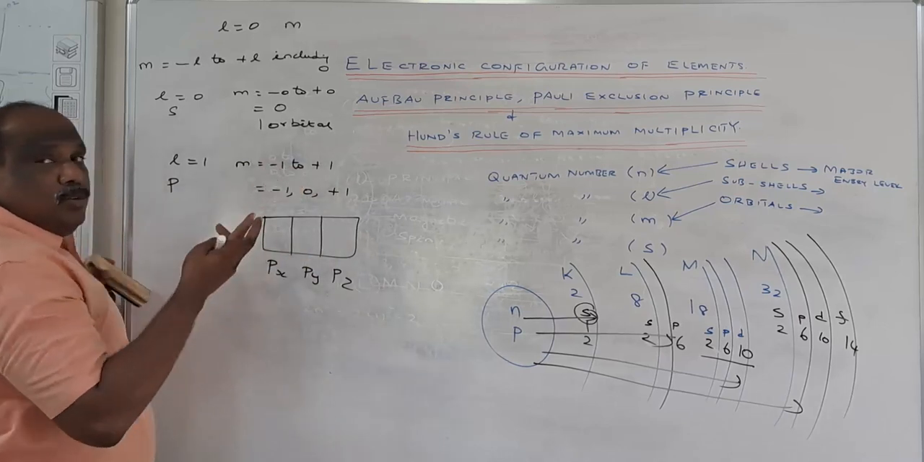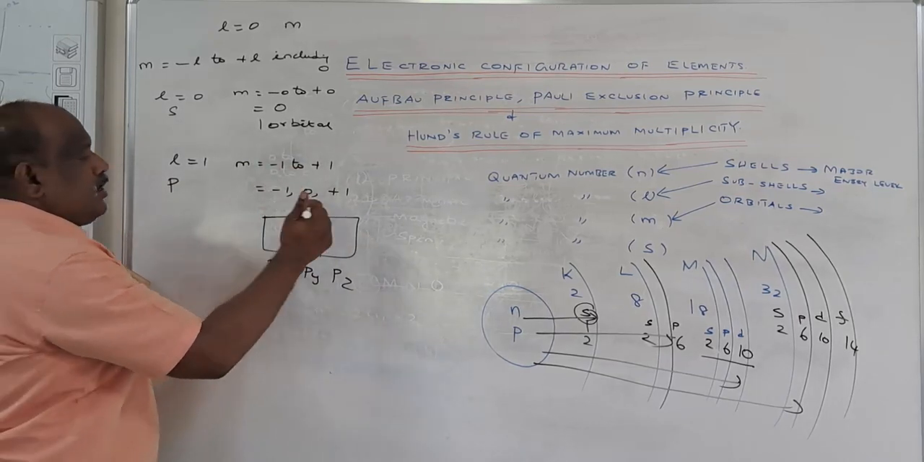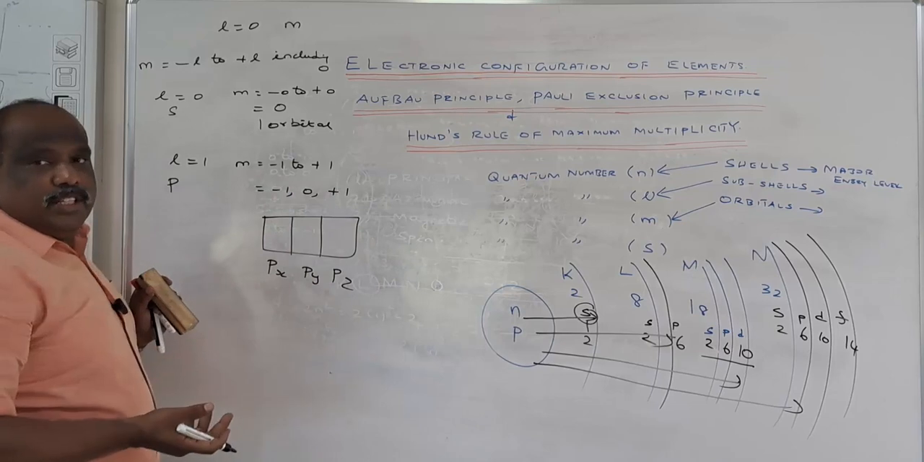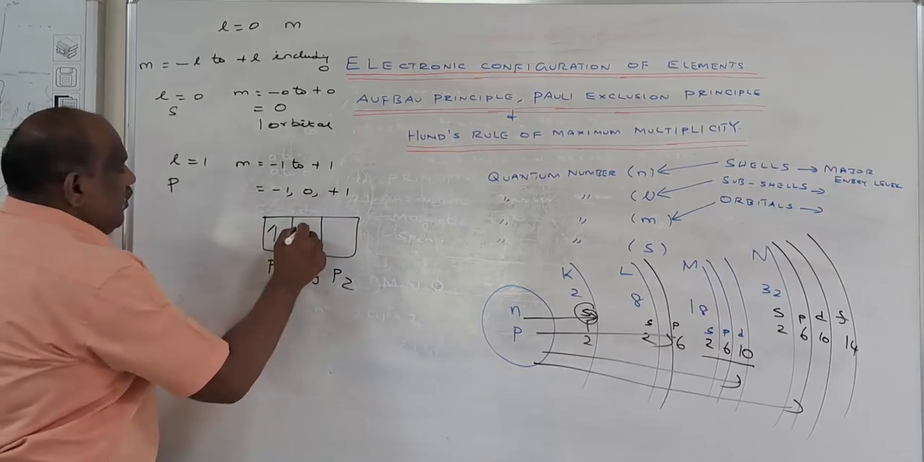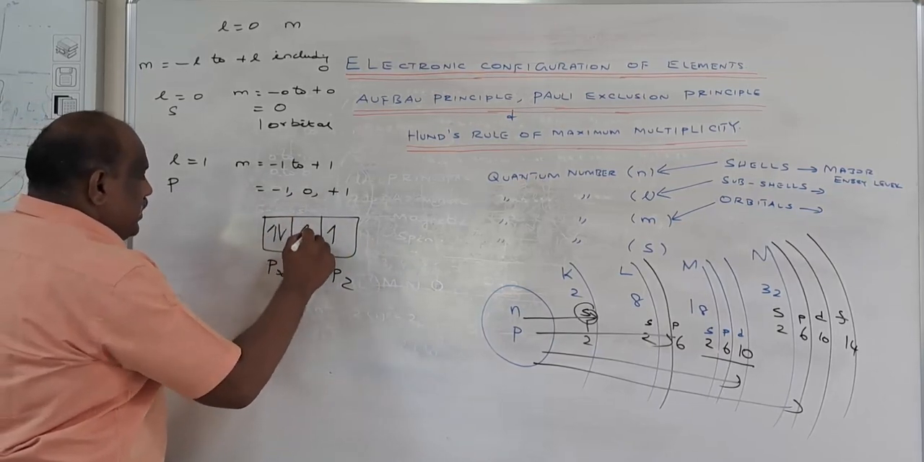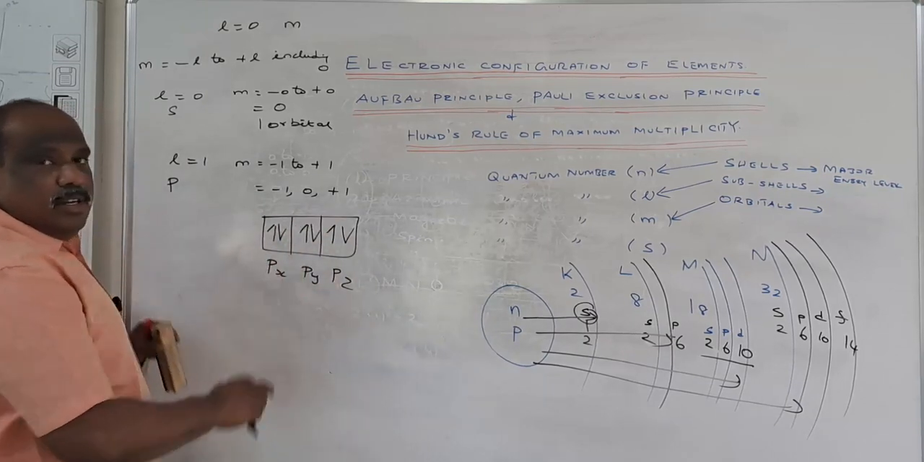Every orbital can have a maximum of 2 electrons. So how many electrons can it have? It can have 6 electrons. First we have to fill it like this, then we have to fill in the opposite direction. So we'll have 6 electrons like this.